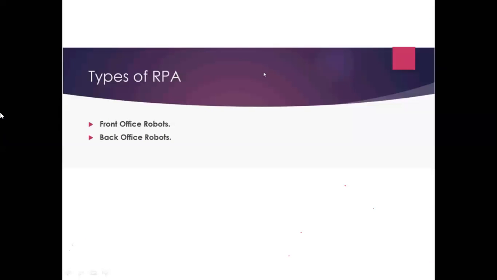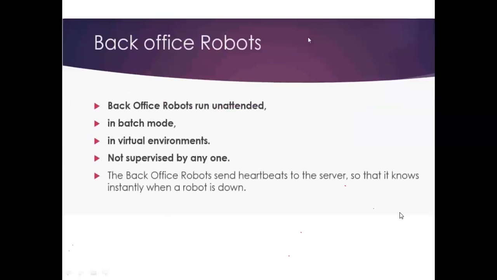Now, what are the types of automation we have? Of robots, we have two types: one is front office robots, another is back office robots. We call it FOR and BOR. FOR stands for front office robots. BOR stands for back office robots. Back office robots run unattended, so whatever back office work is there, like batch mode and virtual environment. Virtual environment is nothing but a Citrix environment, VMware or cloud. In the virtual environment it will be working, not supervised by anyone. It will be automatically executing.